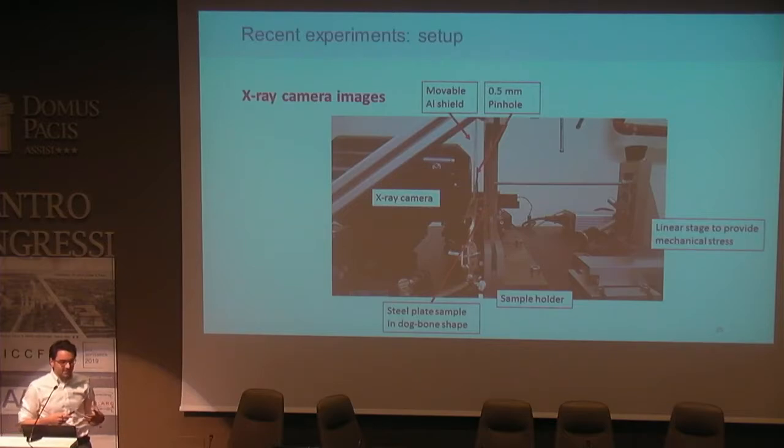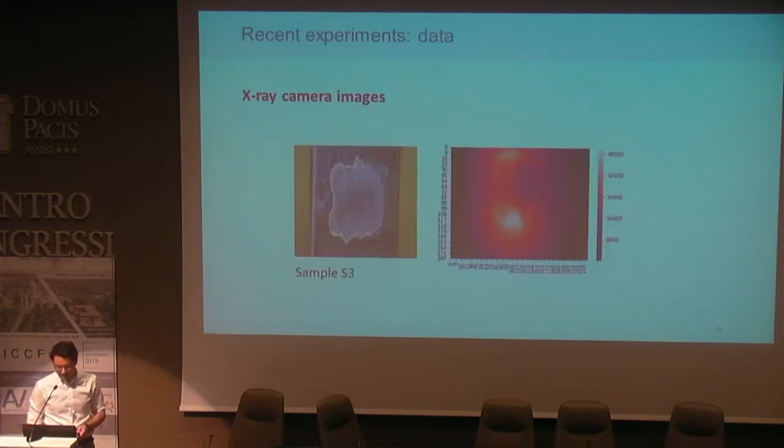Naturally you would think we need some spatial diagnostics if we're looking at a spatial effect. So the next step was to take an X-ray camera, look at a sample, which is here shown from the side, apply some mechanical stress. There's a pinhole here as an X-ray optic, and then there's an aluminum shield to distinguish between the higher and lower energy lines.